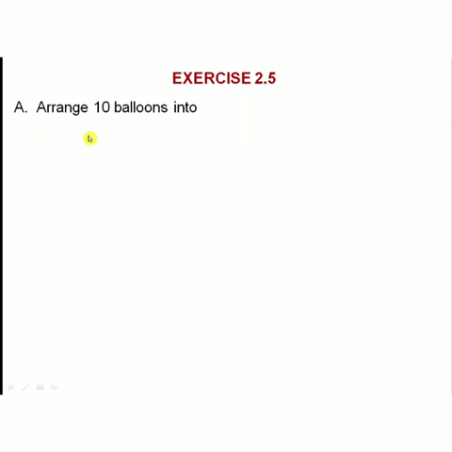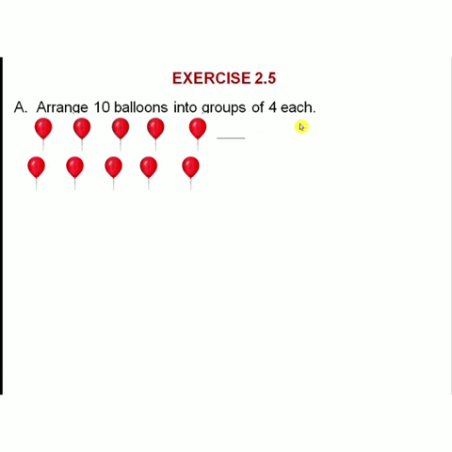A. Arrange 10 balloons into groups of 4 each. How many balloons? Total 10 balloons. How many groups are there? 2 groups. This is the first group, this is the second group. So 2 groups. In each group, how many balloons? We take 4 each only. But we need 10 balloons.